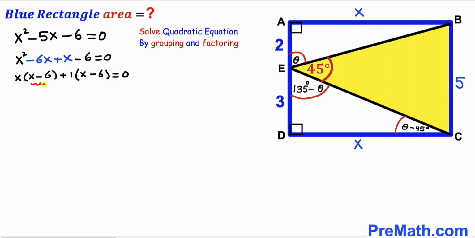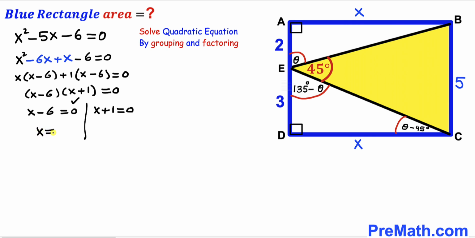And here we can see x minus 6 and x minus 6, they are in common. So therefore I can write x minus 6 times x plus 1 equal to 0. And since the product is equal to 0, I can separate the factors. So for this first equation, x is going to be equal to positive 6. For this second equation, x is going to be equal to negative 1.